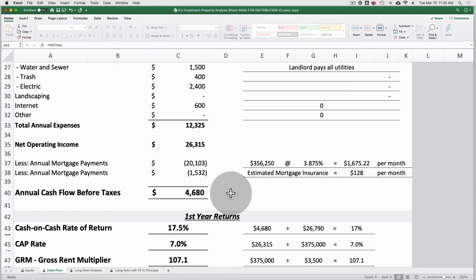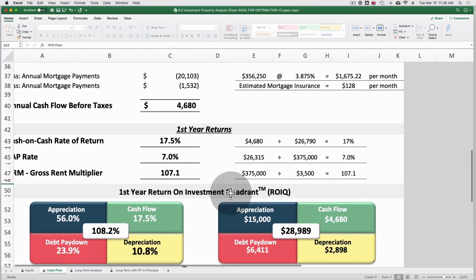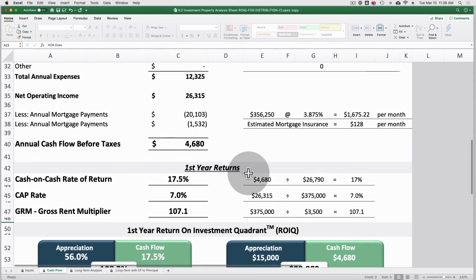All right, annual cash flow on this property, $4,680 after all expenses have been paid. So our returns, we have a 17% cash on cash. So think about this for a second. We're getting $4,680 in cash flow. We invested $26,790. That's a 17% return. Gotta love the power of leverage. I do. Isn't that the truth?